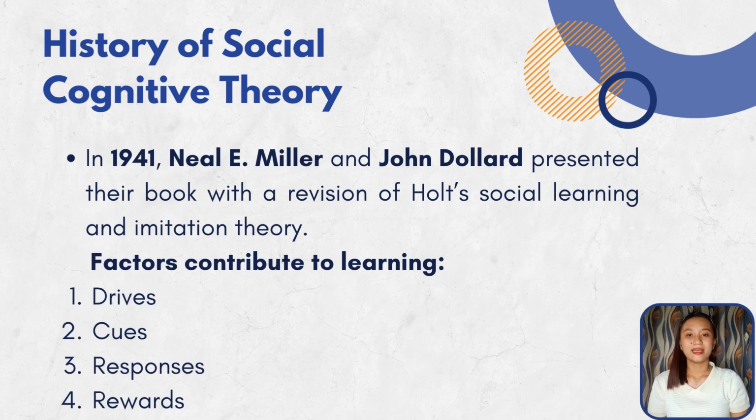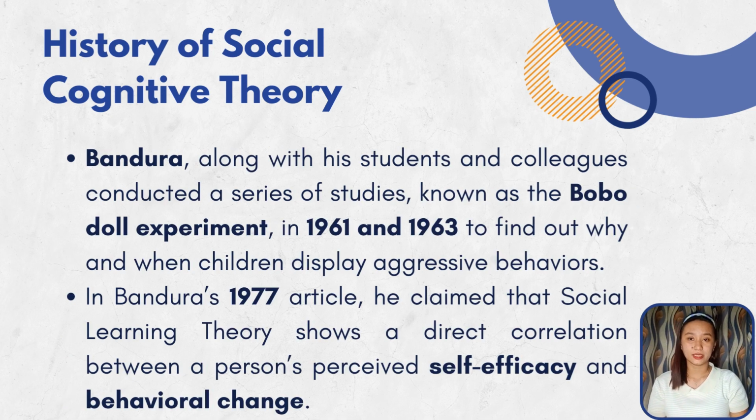In 1941, Neil E. Miller and John Dollard published a book that included a version of Holt's social learning and imitation theory. They contended that four components influence learning, and those components are desires, signals, responses, and rewards. Miller and Dollard claimed that if a person was driven to acquire a certain activity, the behavior would be learned through explicit observations.